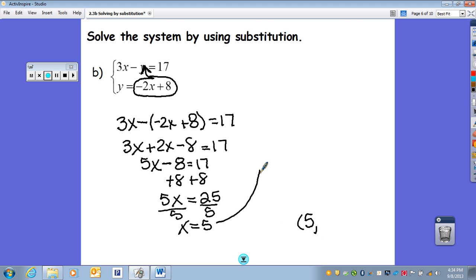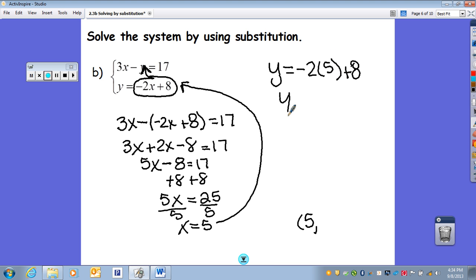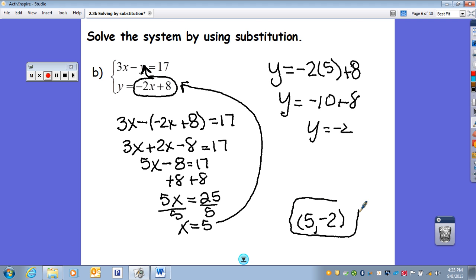Now I'm going to take the 5 and substitute it into this equation for my x value. So I have y equals negative 2 times 5 plus 8. So y is equal to negative 10 plus 8, which means y is equal to negative 2. That will be the other part of my coordinate, which is the point that is the solution to our system.